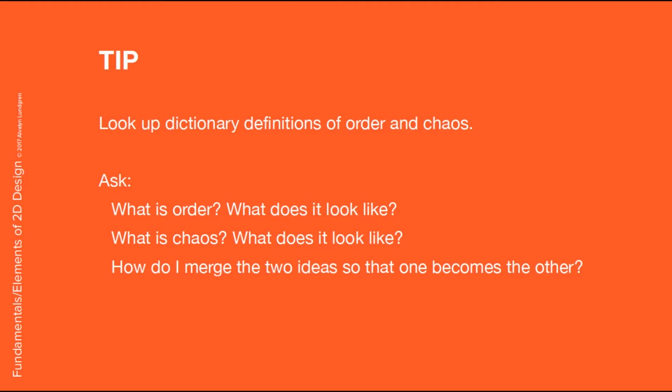So the questions you have to answer is, what does order look like? What does chaos look like? And how do I merge the two ideas so that one flows into the other? And this is all using line, of course.